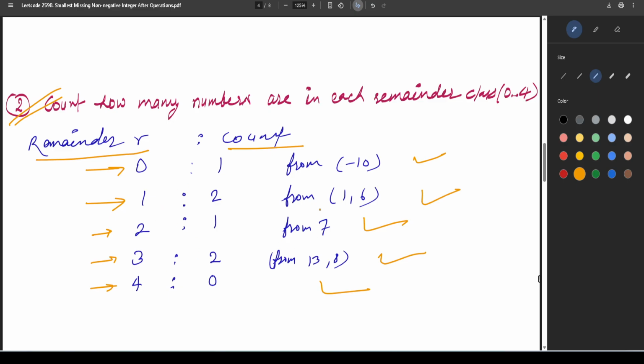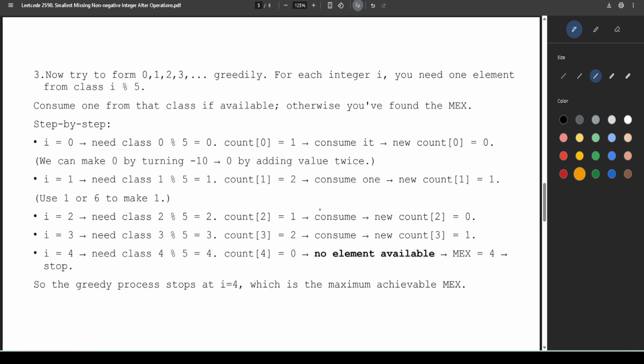Understand, right? Let's try to understand the very complicated thing here. Now try to form 0, 1, 2, 3, right? When you're trying to form 0, 1, 2, 3, for each number I, you need one element from the class if you apply I remainder 5. So you have to compute to form it, otherwise you will find the MEX. So you have to go step by step.